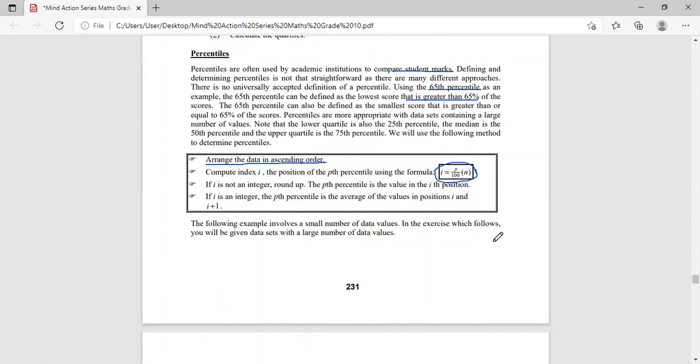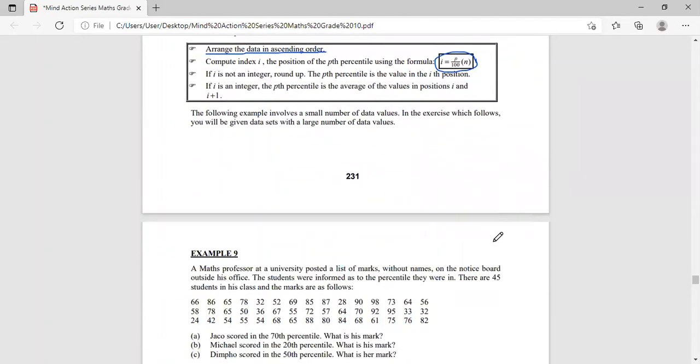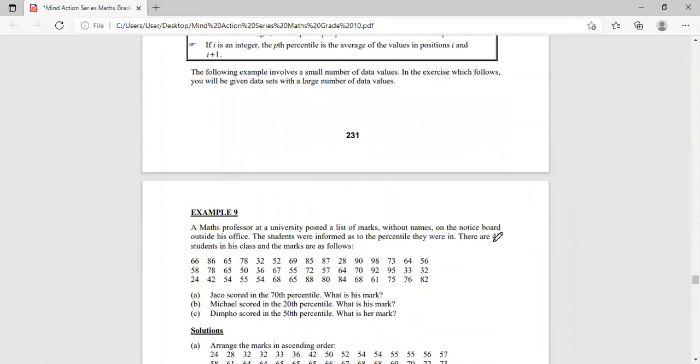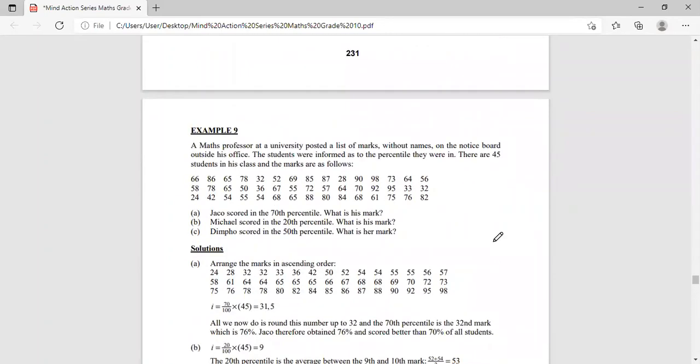Yeah, let's look at an example. I feel like this would be good if we look at an example. Here's an example, example number 9. The professor gave the marks. So professor, what's the stats? Arrange it in order. That's number one. Arrange them in order.